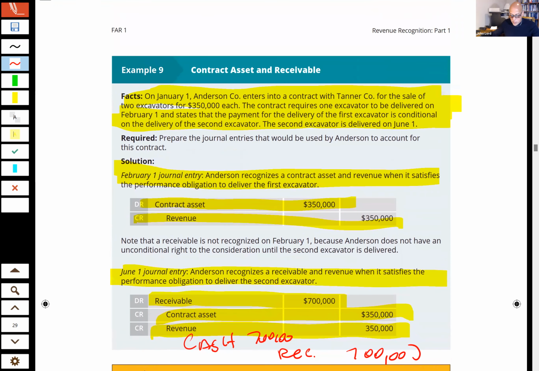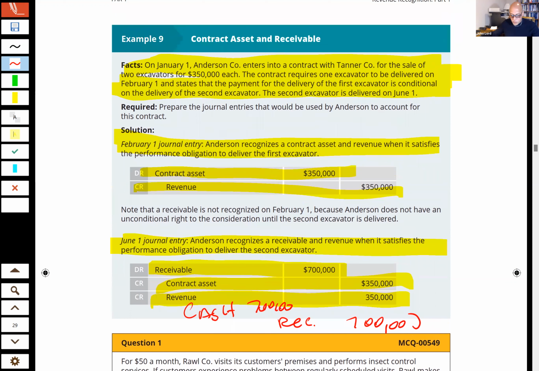Yeah, I reckon that's true. If it's going to take you a couple of years to deliver that second thing, whatever it is, then I would think that would need to be long term because it's falling past our rule of thumb of one year. Although if the operating cycle of the company, if it takes you two years to build an excavator, maybe it could be current, right? Yeah.